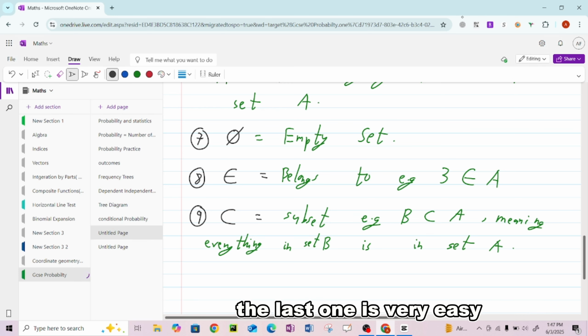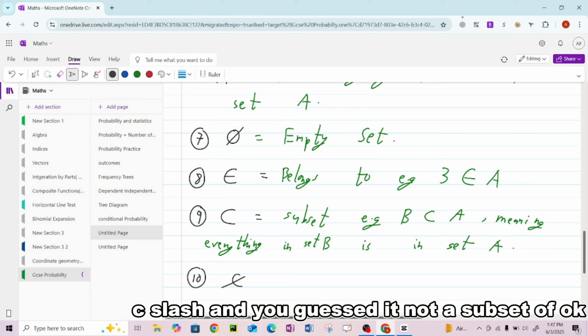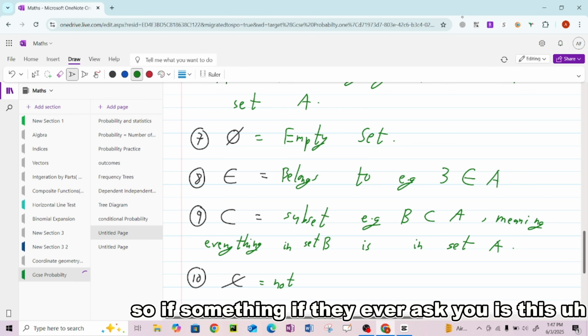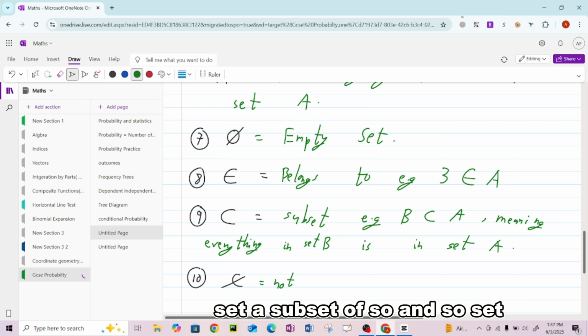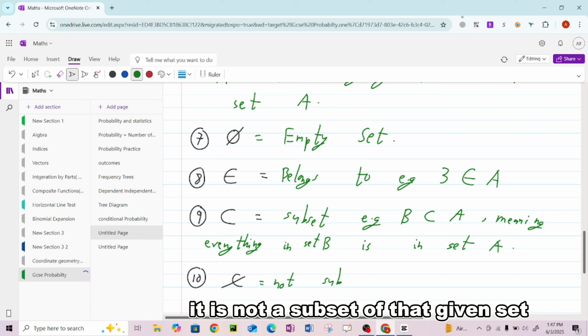Okay, the last one is very easy. The last one is the exact opposite, C with a slash, and you guessed it, not a subset of. So if they ever ask you, is this set a subset of so-and-so set, you're going to first check it with the criteria I just showed you. If not, then you're going to say no, it is not a subset of that given set.